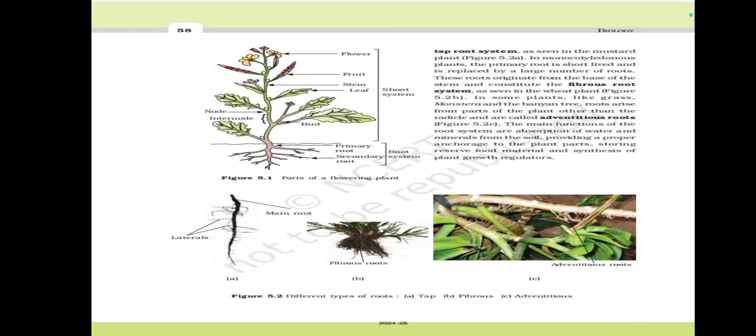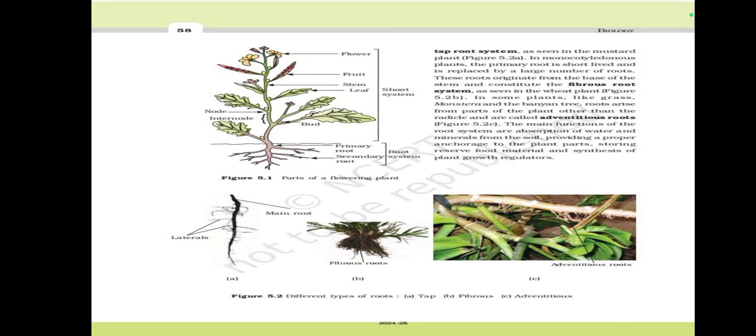In monocotyledonous plants, the primary root is short-lived and is replaced by a large number of roots. These roots originate from the base of the stem and constitute the fibrous root system, as seen in the wheat plant, figure 5.2b. In some plants like grass, Monstera, and banyan tree, roots arise from parts of the plant other than the radicle and are called adventitious roots. This is located in figure 5.2c.